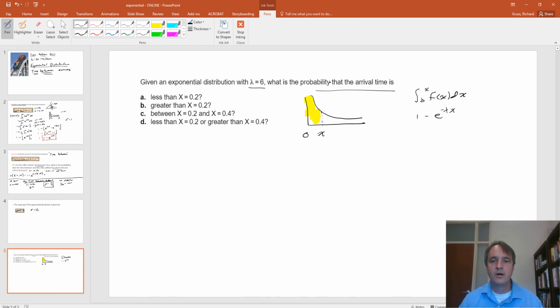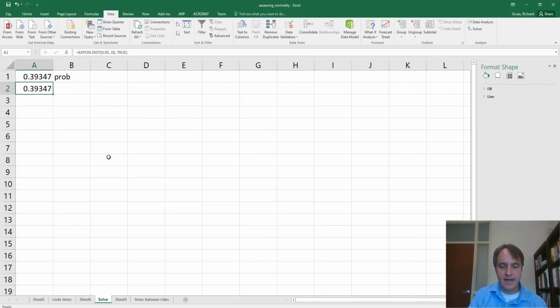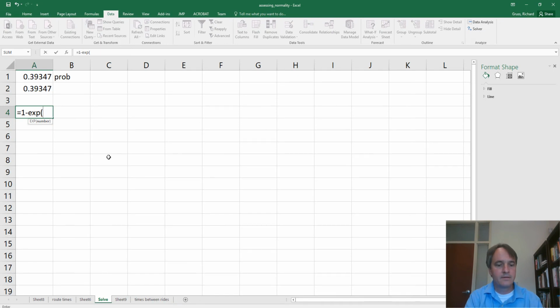Okay, so what's the probability that the arrival time is going to be less than 0.2? So in this case, this x is going to be 0.2, and we need to find this area here. Okay, so we can just use this formula at least one time, and then we'll just do the function in Excel. So this will just be 1 minus e to the minus 6 times 0.2. So in Excel, equal to 1 minus exp of negative 6 times 0.2.